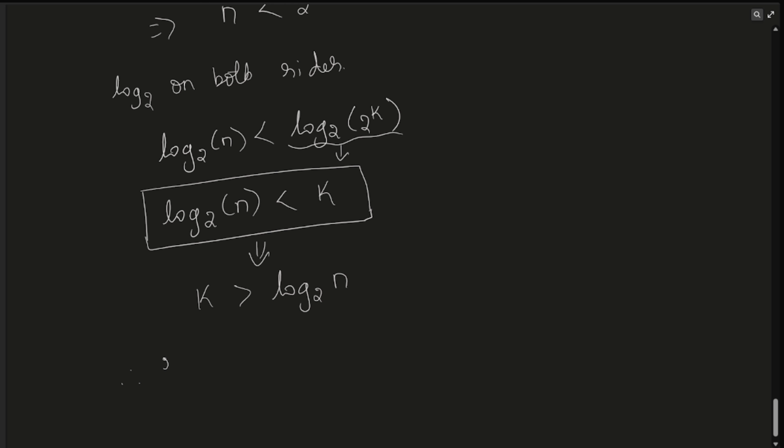Therefore, the time complexity of our for loop is nothing but big O of log n. After ignoring the constant 2, the time complexity becomes big O of log n. I hope all three examples of this video are clear.